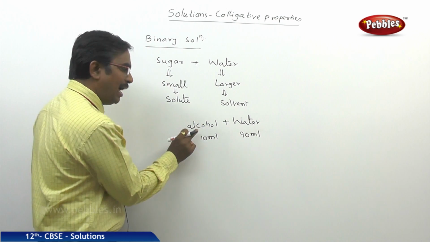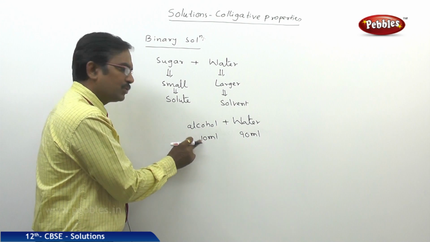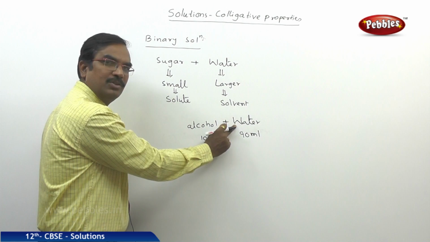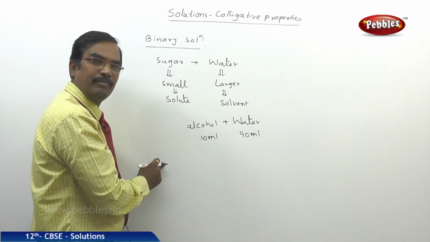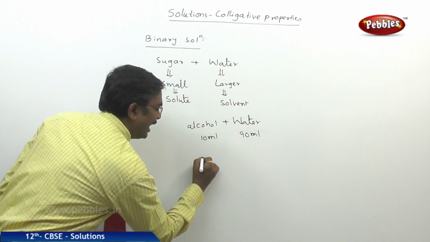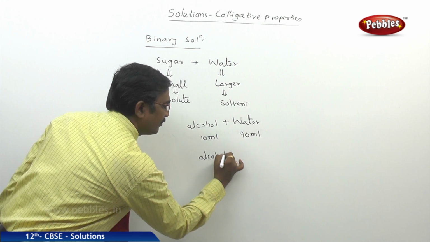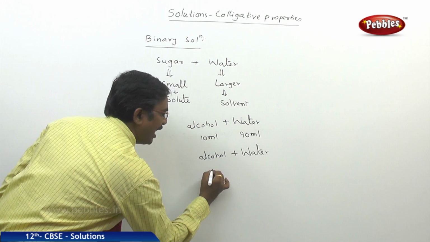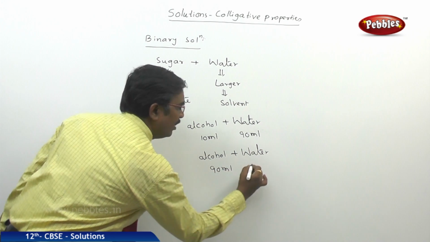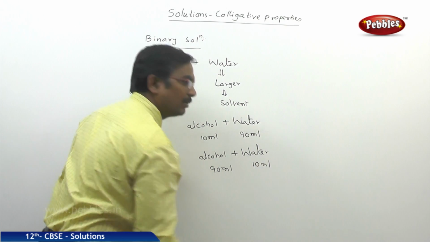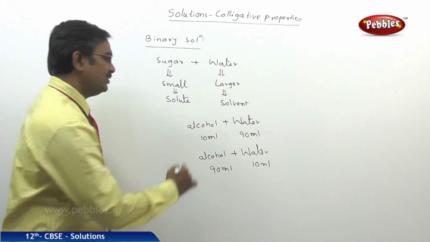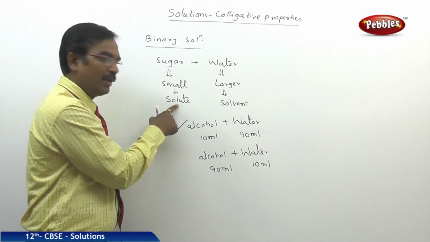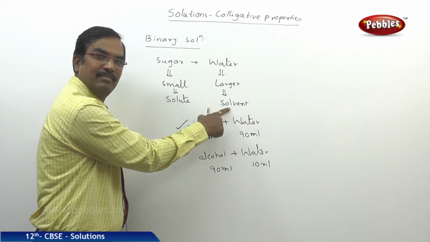So in this case, alcohol is present in smaller proportion, so it must be a solute. Water is present in larger proportion, so it must be a solvent. Or if I take the reverse, suppose alcohol plus water, where I am taking alcohol as 90 ml and water as only 10 ml. That means in the first case, alcohol is solute and water is solvent.